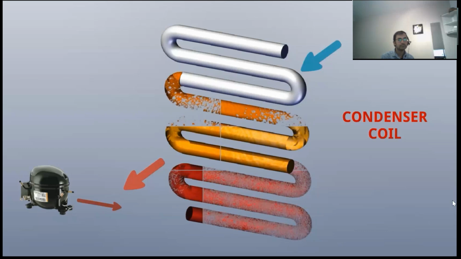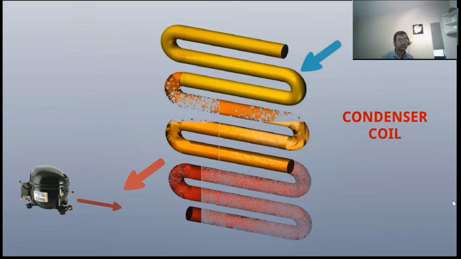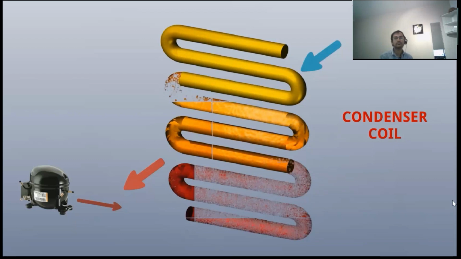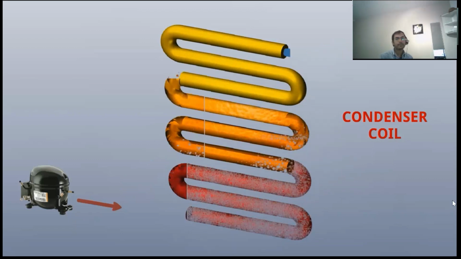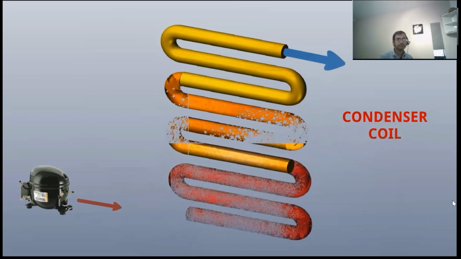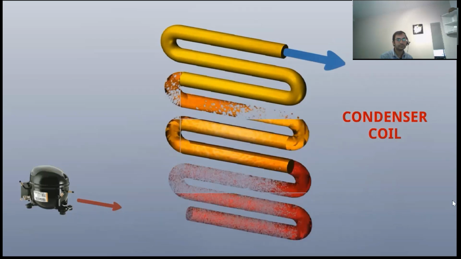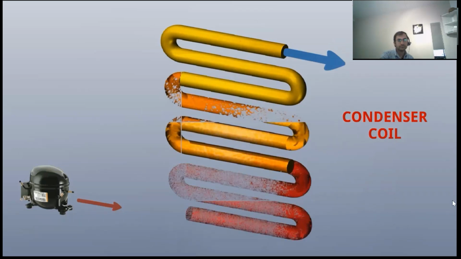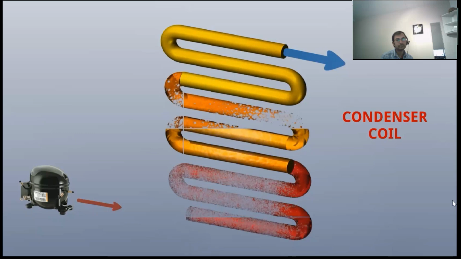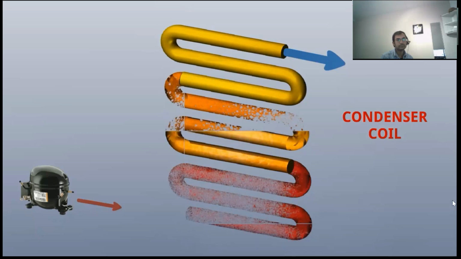Further reduction of heat changes the vapor to liquid. See, this is the liquid, however it has a small amount of vapor as well. And at the outlet of the condenser coil, high pressure refrigerant liquid comes out. When refrigerant vapor changes into liquid, its volume will be a little bit less and the process of condensation will be faster.